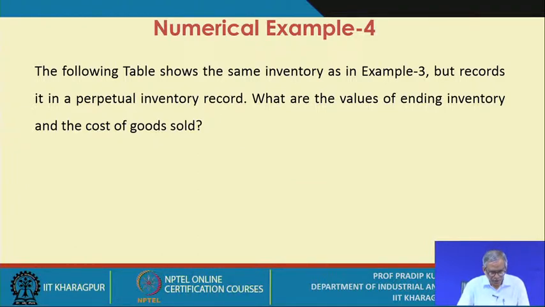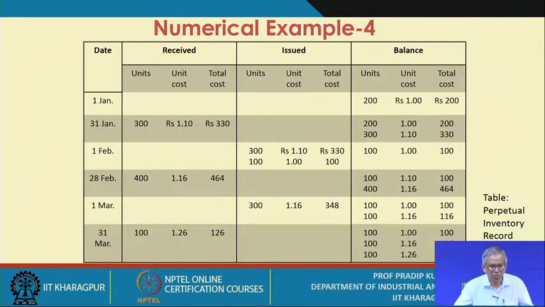Now, here the following table shows the same inventory as in example 3. So, you refer to the same table, but record it in a perpetual inventory record. What are the values of ending inventory and the cost of goods sold?